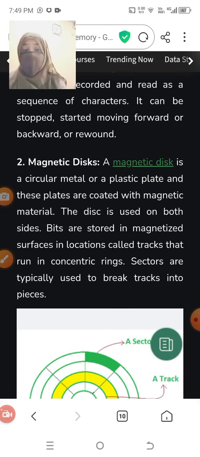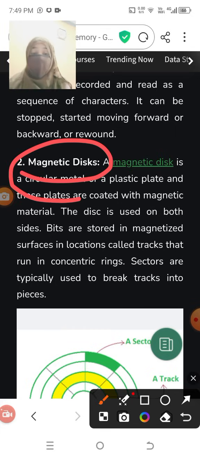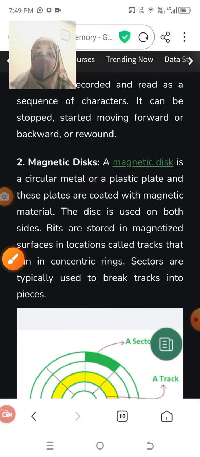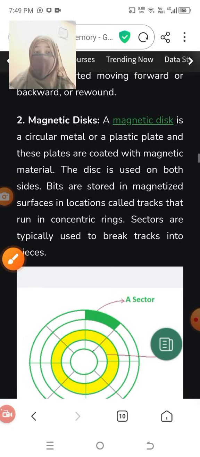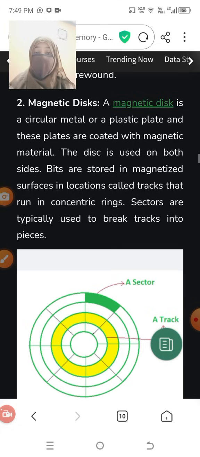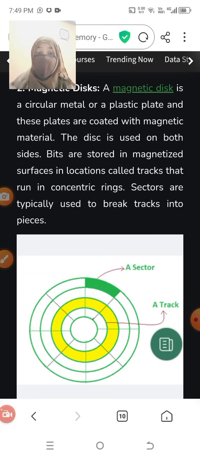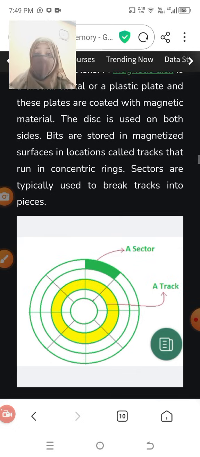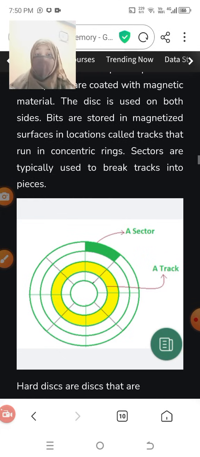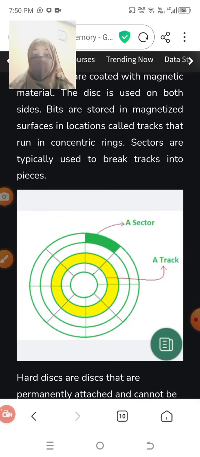The second type is magnetic disc. A magnetic disc is a circular metal or plastic plate, and these plates are coated with magnetic material. The disc is coated on both sides. Bits are stored in magnetized surfaces in locations called tracks that run in concentric rings. Sectors are typically used to break tracks into pieces.